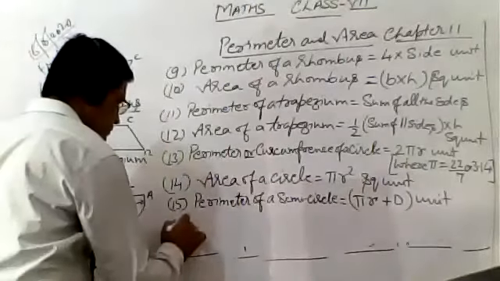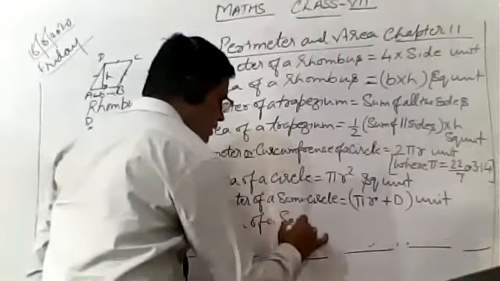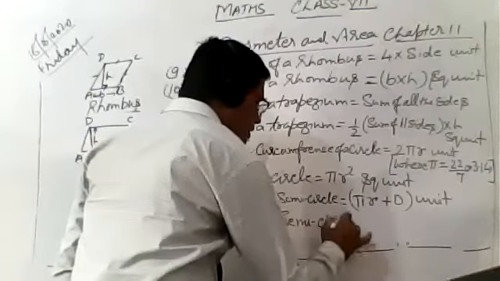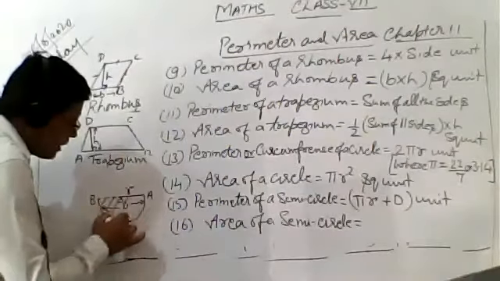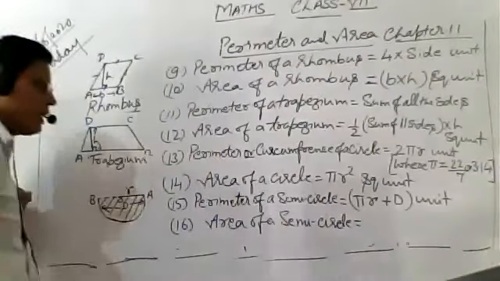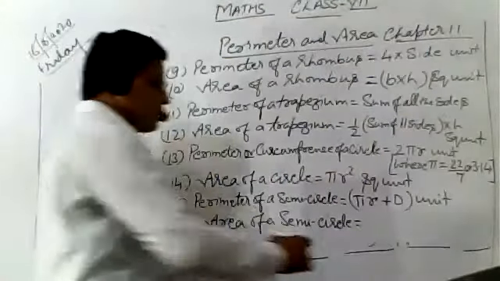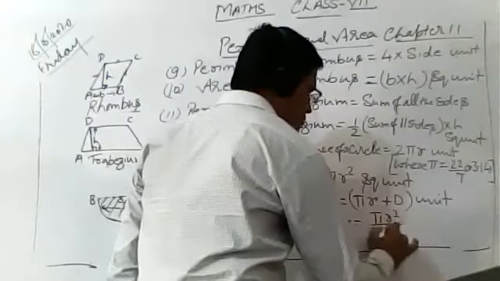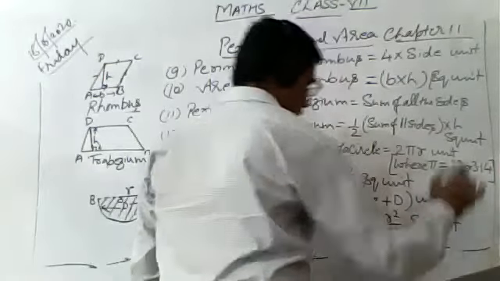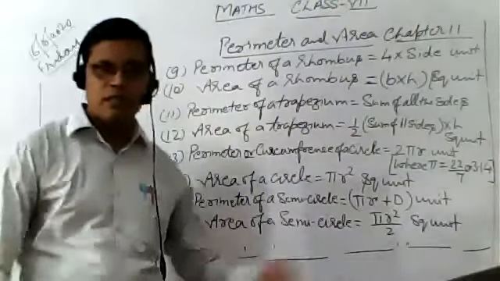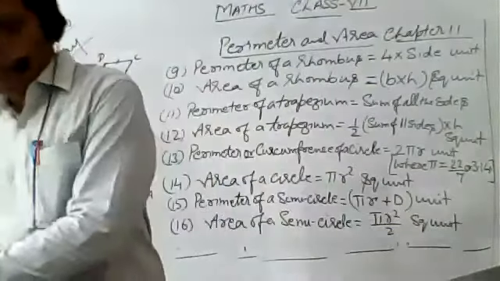And the last one, area of a semicircle. We want to find the area, the inside part. The area of a circle is pi r squared. We divide it by 2 because it is the half part. So pi r squared by 2, and the unit always comes as a square unit. This is the area of a semicircle, and these are the formulas we use in this chapter.